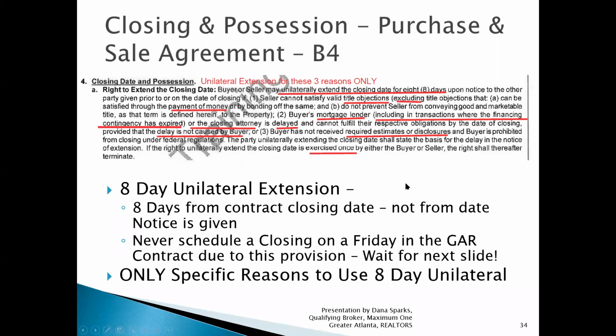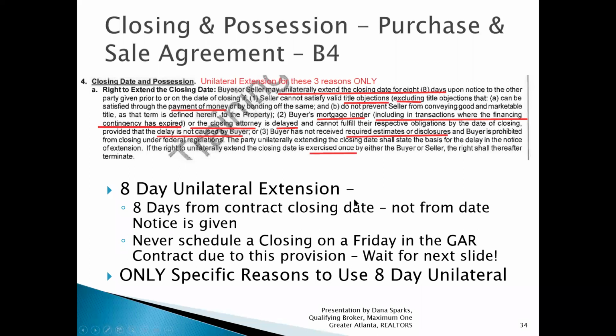We've gotten a note from the closing attorney. There's a cloud on title. The closing attorney needs a few more days to clear up that cloud on title. Not going to be able to close on March 31st. And we get that information, let's say on Monday, March 20th. You can go ahead and use the 8-day unilateral extension on March 20th. But the date that gets extended, it's not 8 days from the date the notice is given. It's 8 days from the closing date. So it would be 8 days from March 31st.